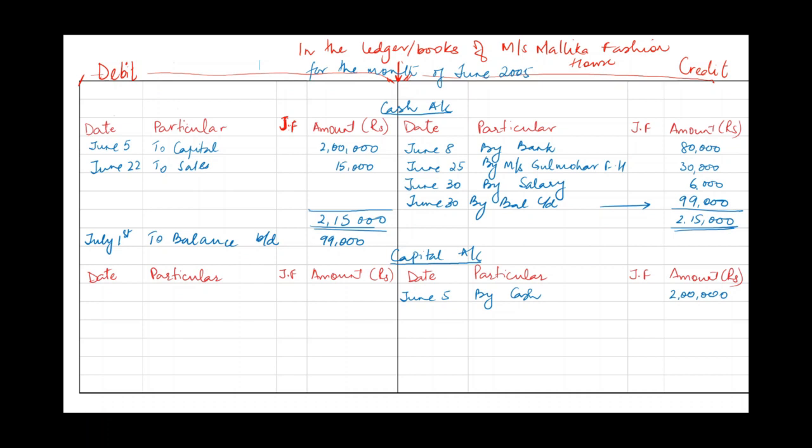Now capital is 200,000, so this I will just close 200,000. So 2 lakh. Capital doesn't change normally unless and until you pay off or something comes in. So June 30th you will say to balance carried down, and here on July, the beginning of the next month, you will say by balance brought down 2 lakhs. Okay, so your books will always show this.